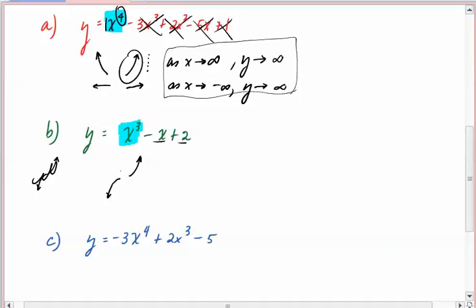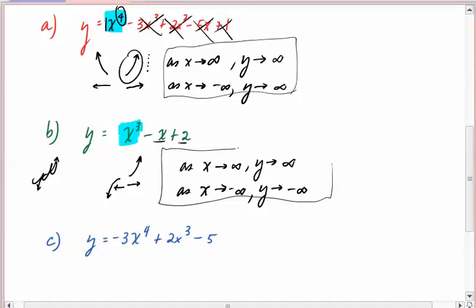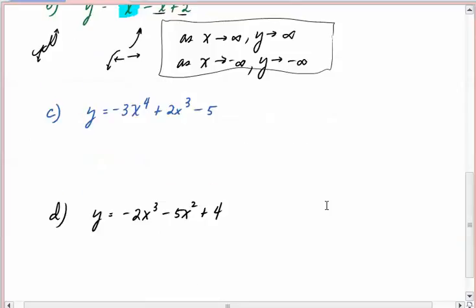I care about the ends, meaning I care that as x goes to the right, as we go to the right here, what does the height do? It goes to infinity. As x goes to the left, as we approach negative infinity, the height approaches negative infinity, meaning it goes down. So this is our answer in terms of the end behavior. Okay, let's look at two more.